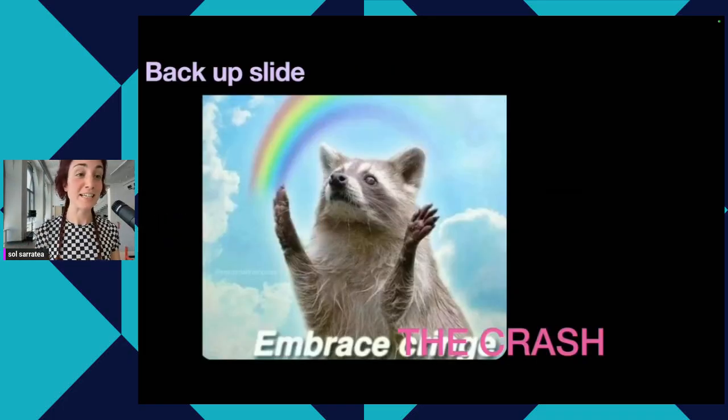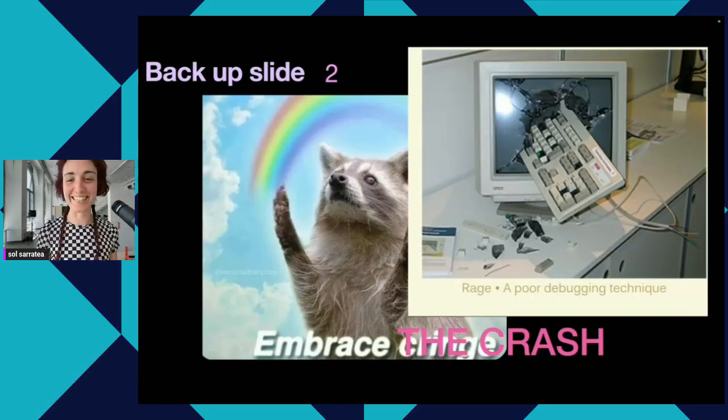So I did this. I didn't need this backup slide. I had it just in case. I also have this just in case, but no, the SuperCollider was with me.